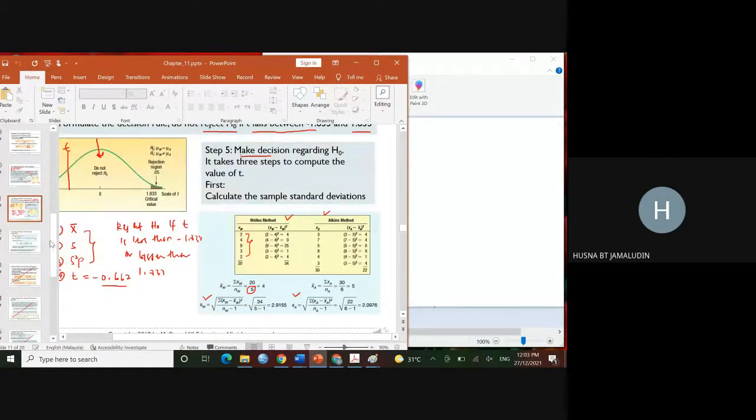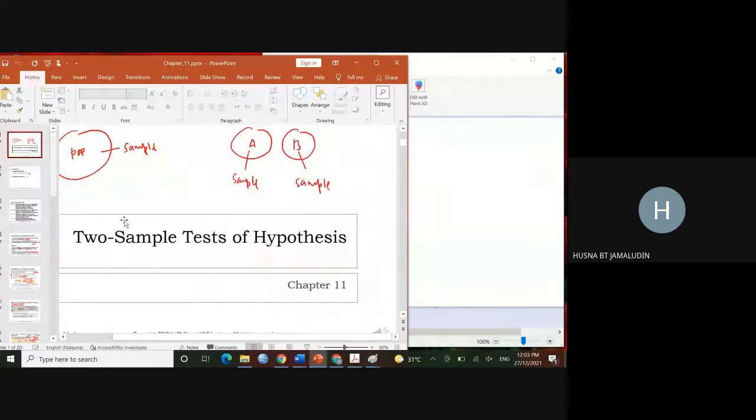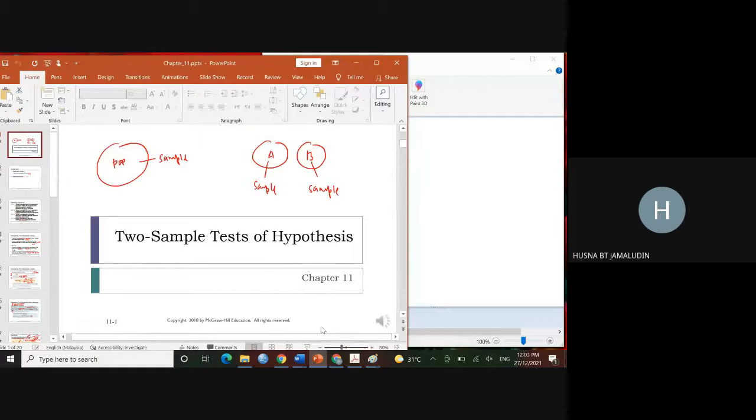So let's go to the chapter, to our notes. Okay, what do we have in chapter 11? So this is about two sample tests, meaning that previously we had one sample test. One sample test means you have one population, and from that one population you draw a sample. So you call it one sample test.